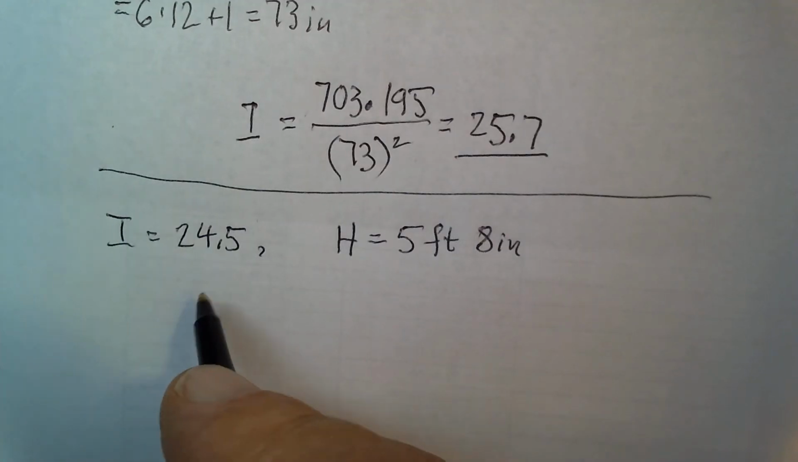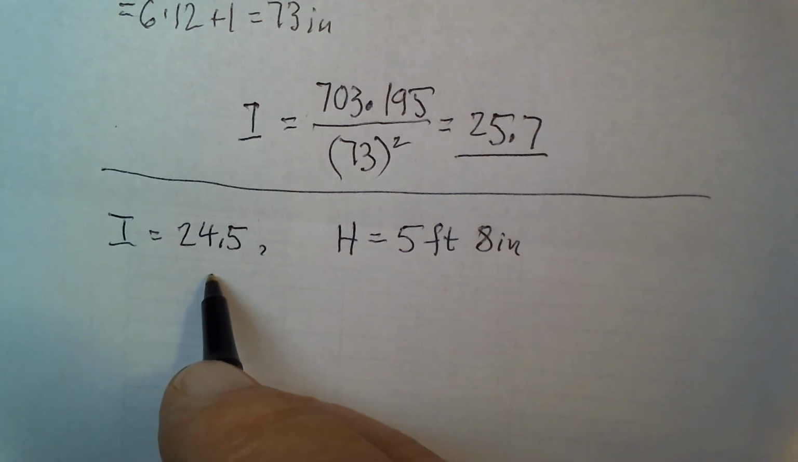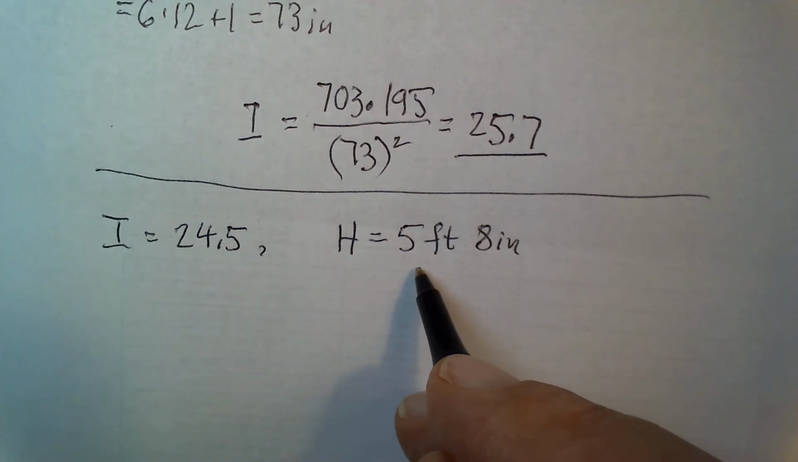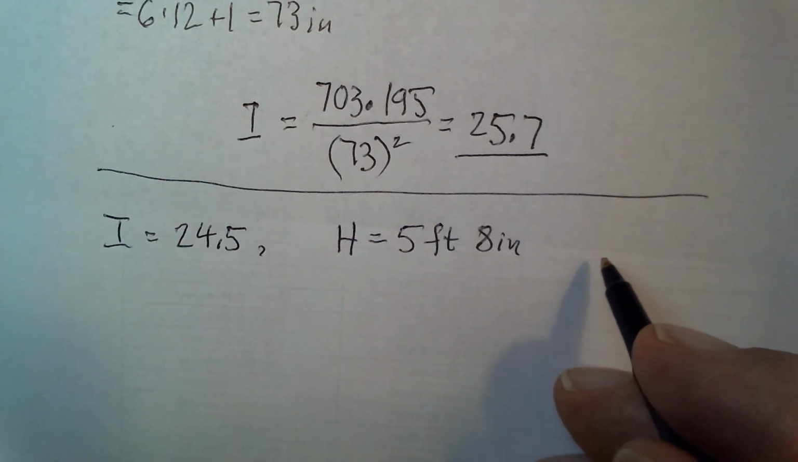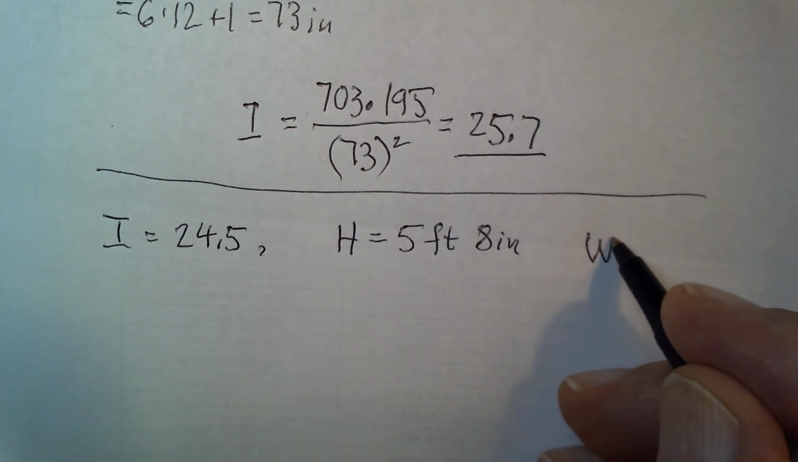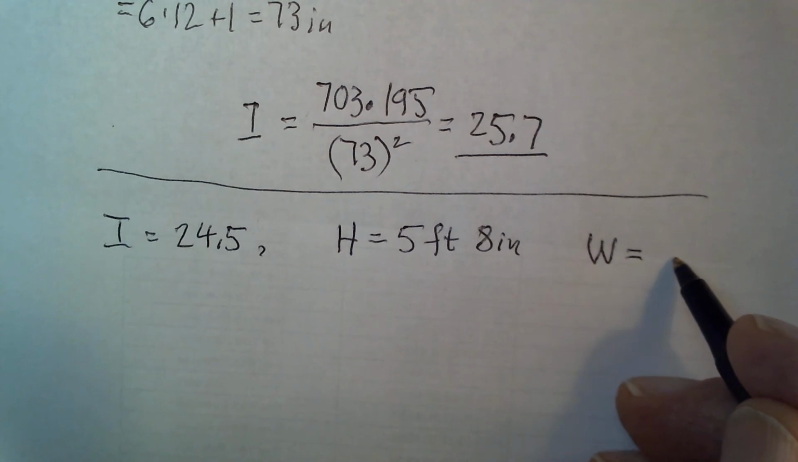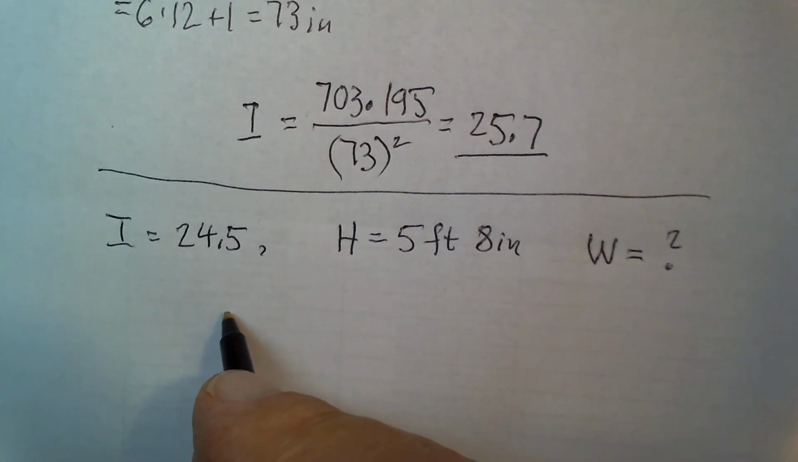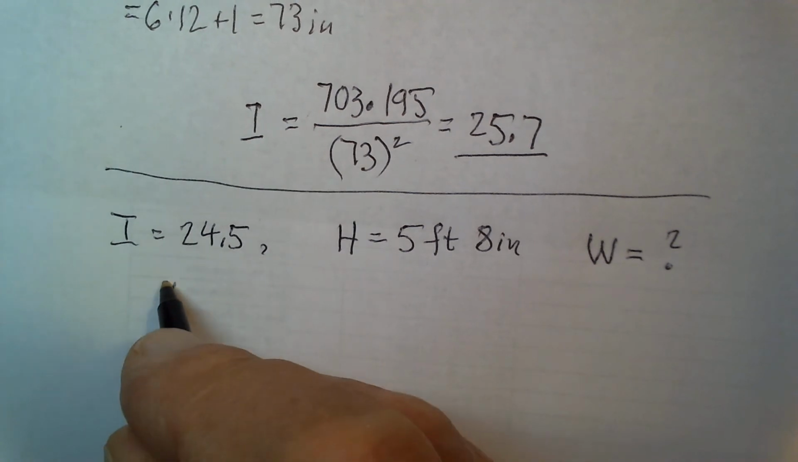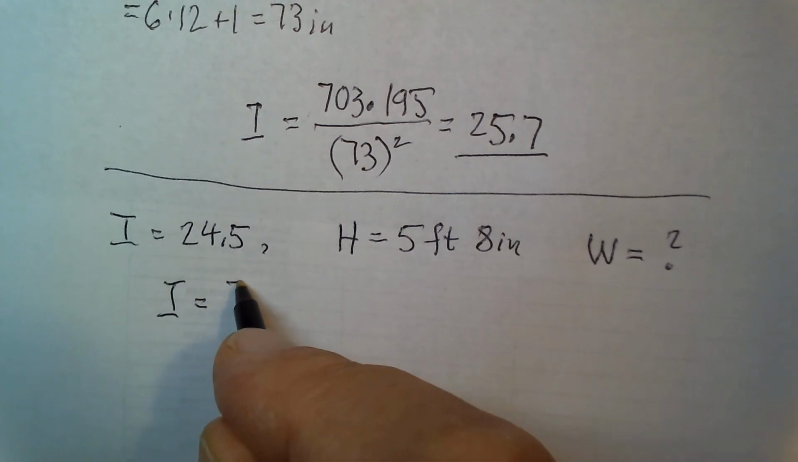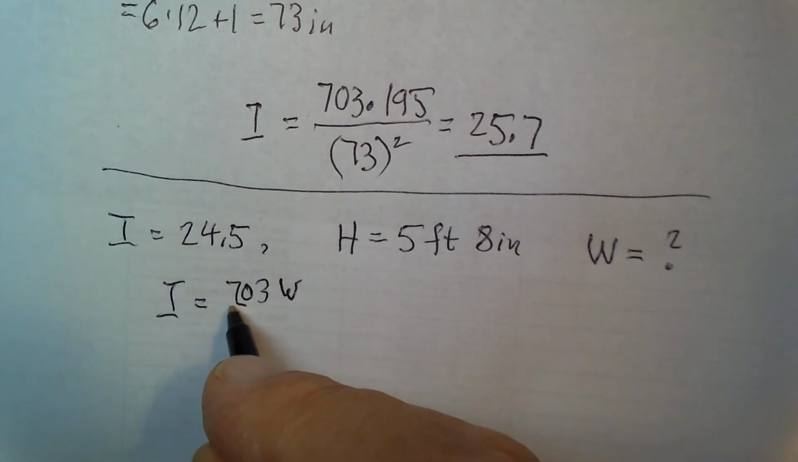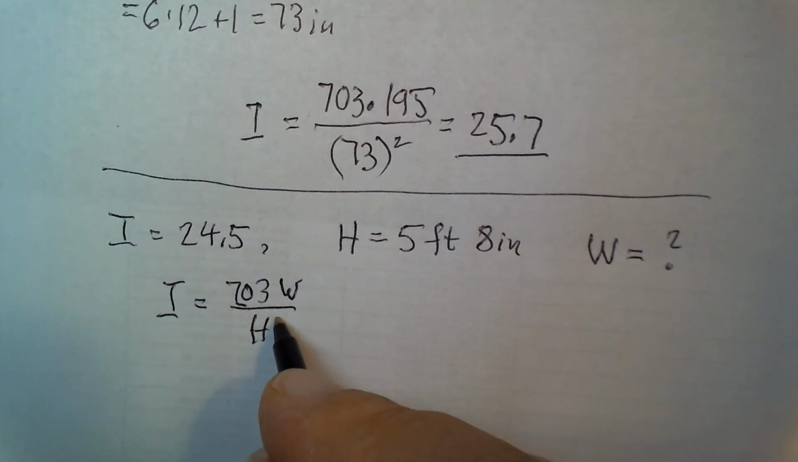Or in another example, we know a person's body mass index is 24.5, and that person's height is 5 feet 8 inches. And the question is, based on that knowledge, what is that person's weight in pounds? So again, we use our formula. I equals 703 W divided by h squared.